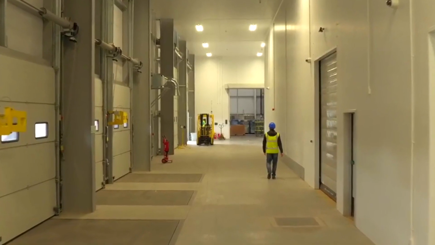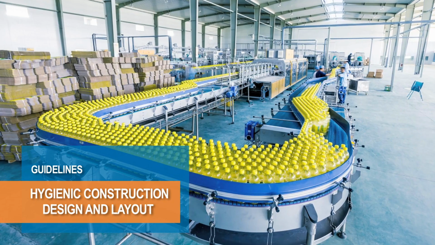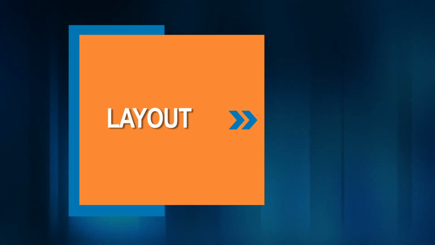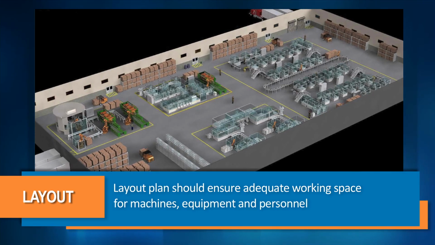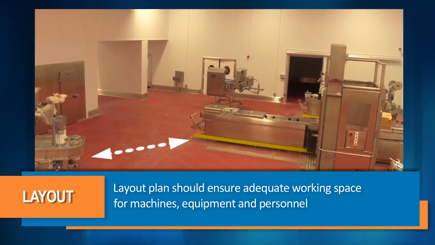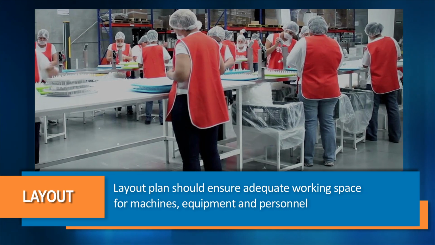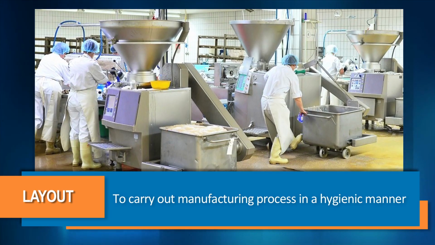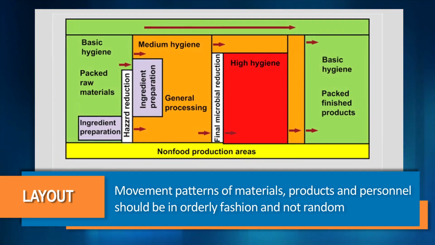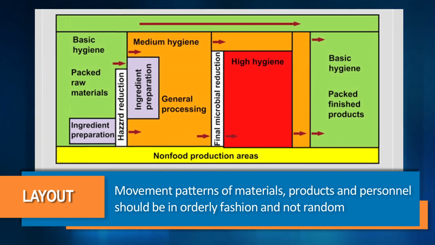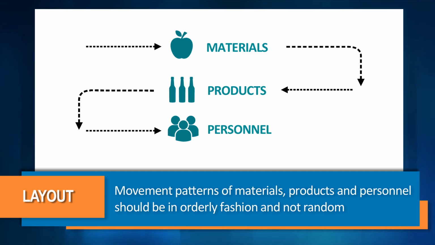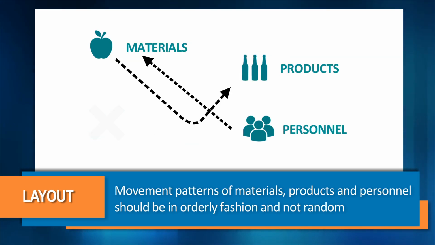In this video, you learn about the hygienic construction, design, and layout of the food manufacturing establishment. The layout of the building shall be planned to ensure that adequate working space for machines, equipment, and personnel is available to carry out the manufacturing process in a hygienic manner. The layout shall be planned in such a way that movement patterns of materials, products, and personnel are in an orderly fashion and not random, as it may cause cross-contamination.